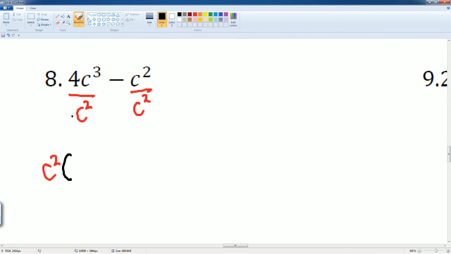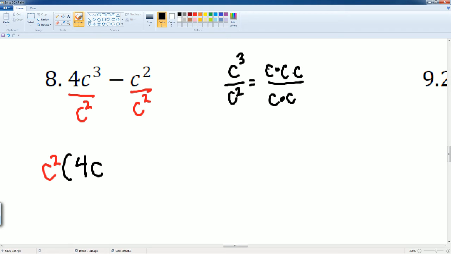Parentheses, 4 divided by 1, which is just 4. c cubed divided by c squared, just leaving you with a c. If you don't see it, c cubed divided by c squared is the same thing as c times c times c divided by c times c. Notice these cancel, leaving you with a c on top. That's how I got that c. Bring down that minus sign. c squared divided by c squared is just the number 1. There you go.